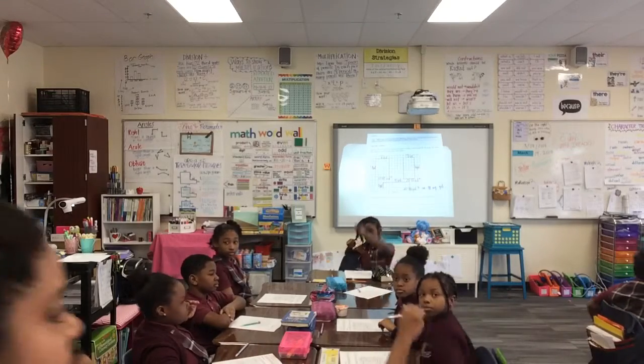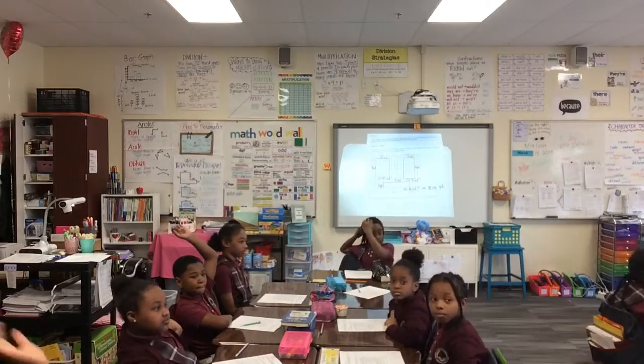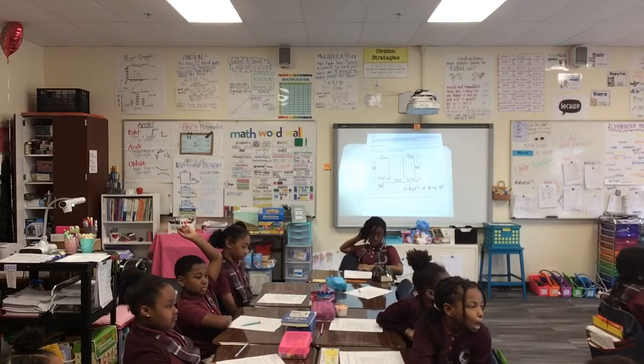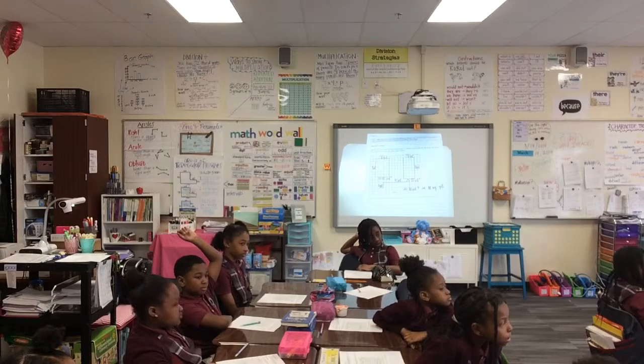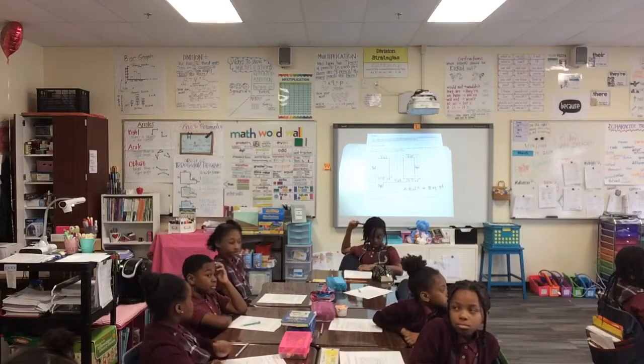Raise your hand if you agree with Taya. Raise your hand if you disagree. Anissa, why do you disagree? I disagree because it said he only had 24 yards, but he didn't have higher than 24 yards. Yeah, his fencing is 24, right?